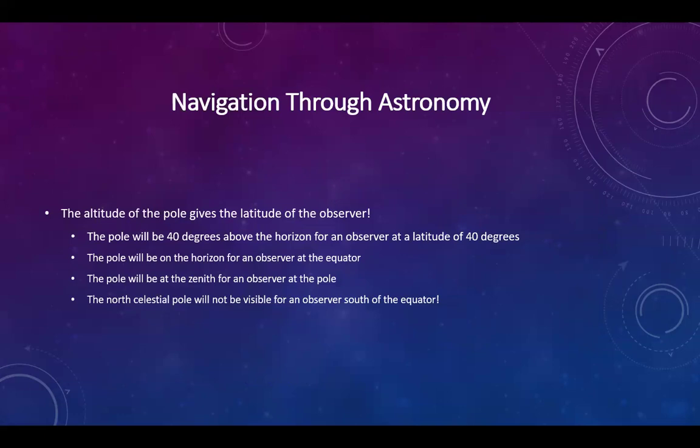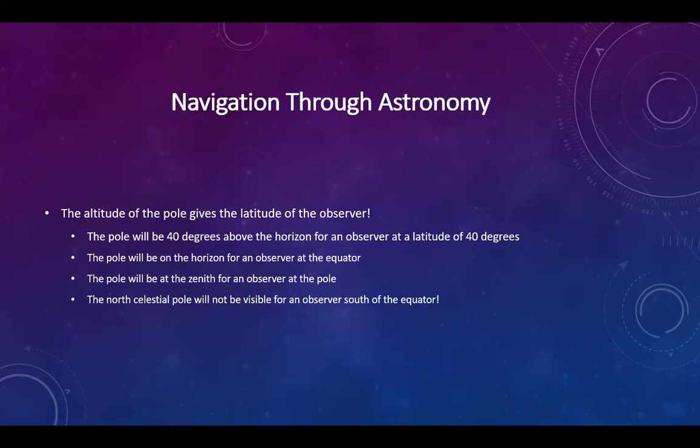And one of the most useful things about this is that if you can locate the celestial pole, like Polaris, you can figure out what your latitude is. You can figure out how far north or south you are on Earth. The pole will be 40 degrees above the horizon for an observer at a latitude of 40 degrees. So it's actually a really simple calculation. You just measure the angle between the celestial pole, the North Star, and the horizon.